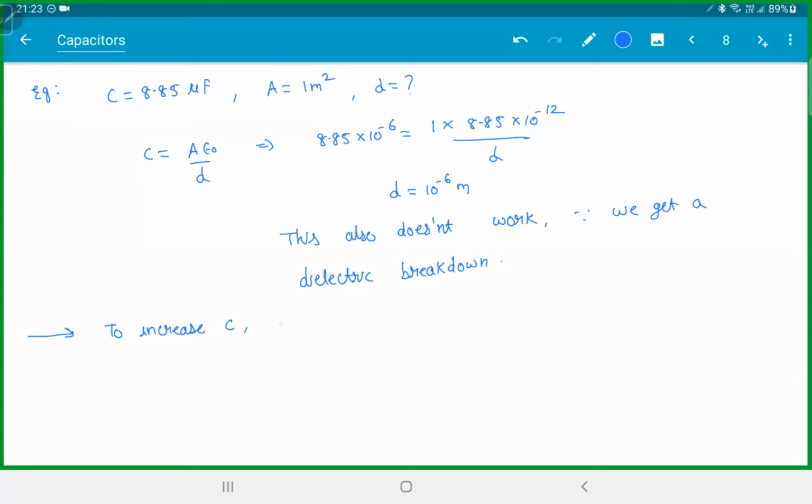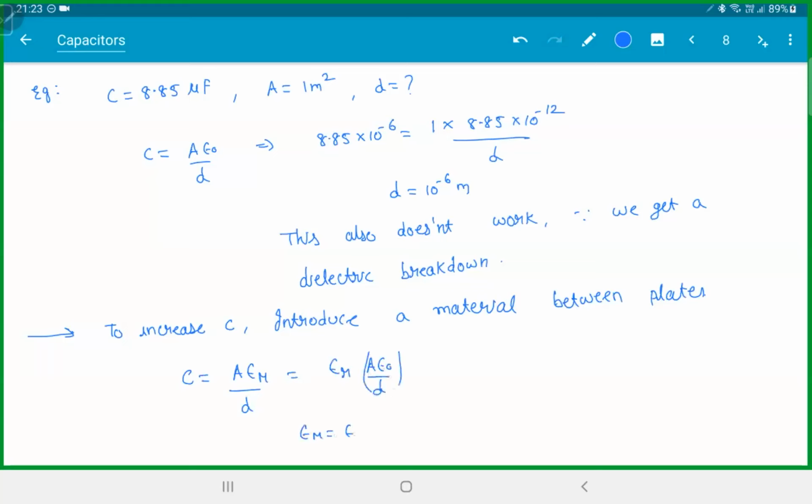to increase C, introduce a material between the plates. Then your capacitance becomes A epsilon medium by D. This is nothing but epsilon R into A epsilon by D. Hope you remember that. Epsilon medium is epsilon relative into epsilon naught. Epsilon R is called dielectric constant.